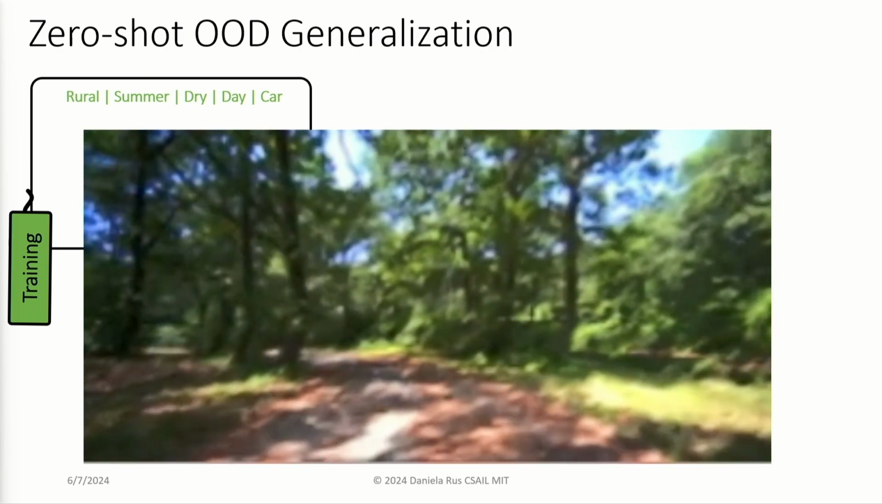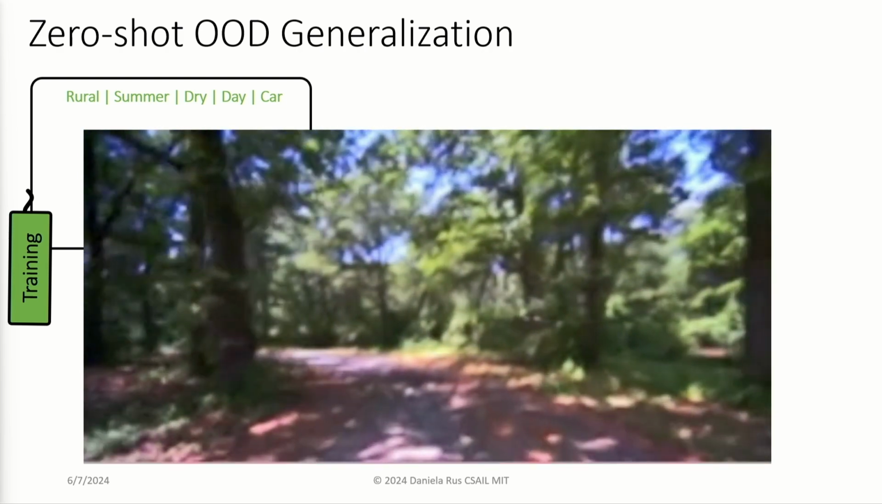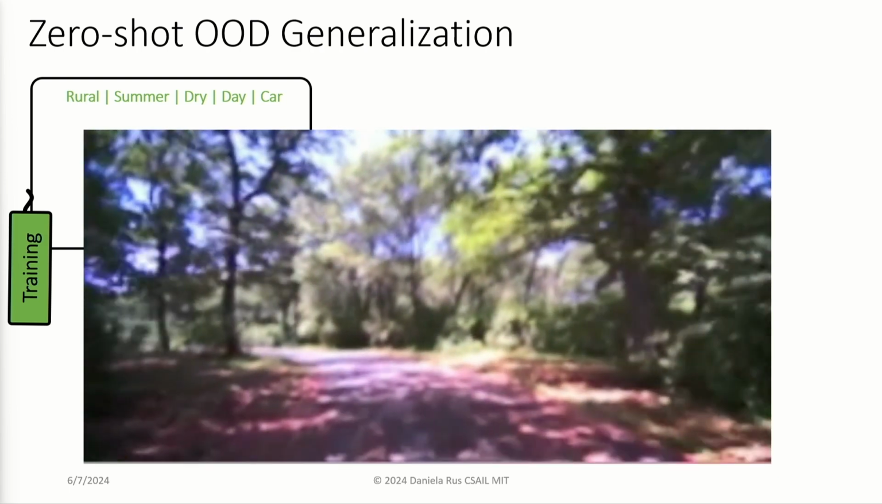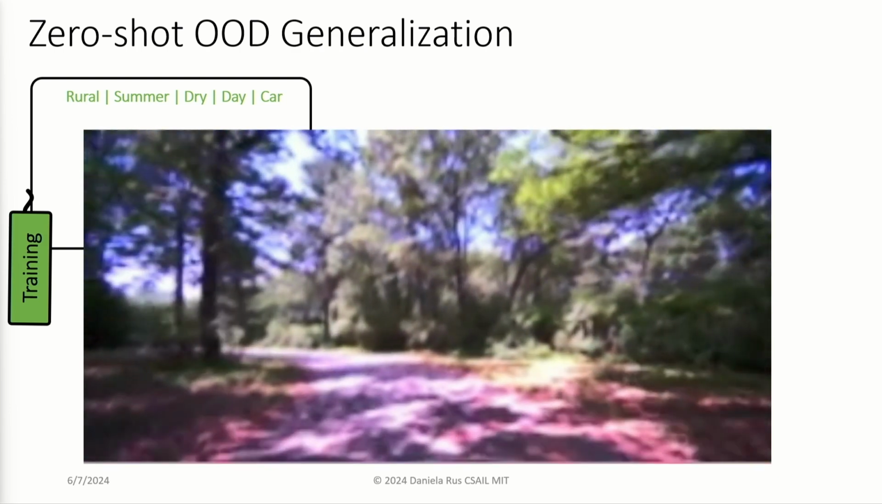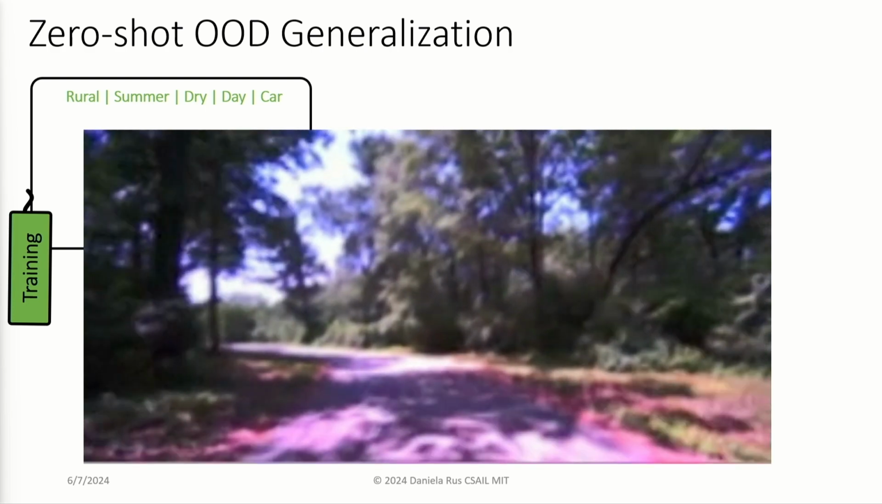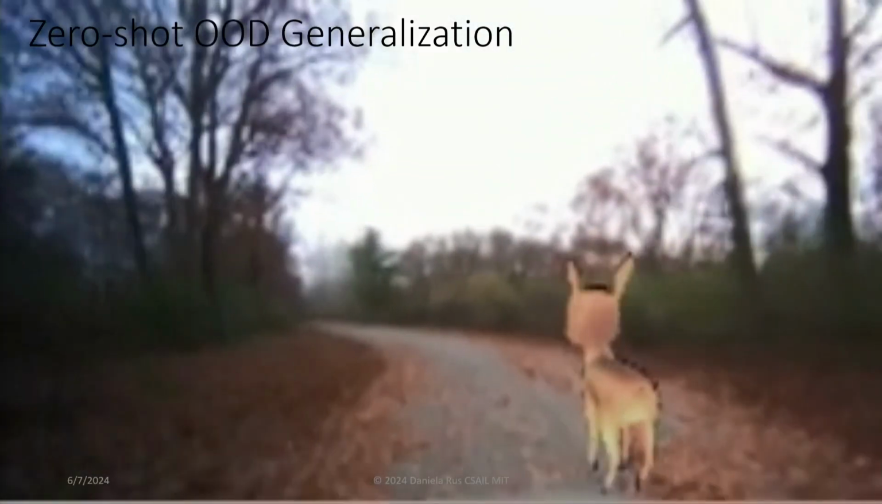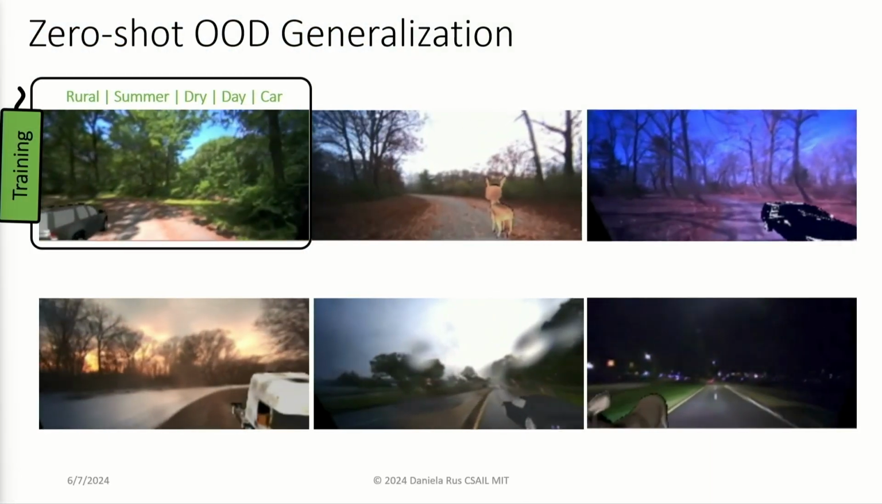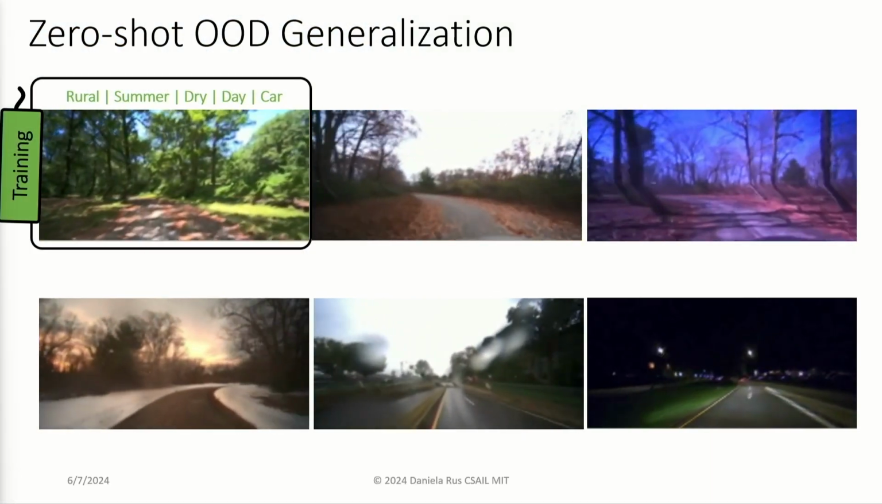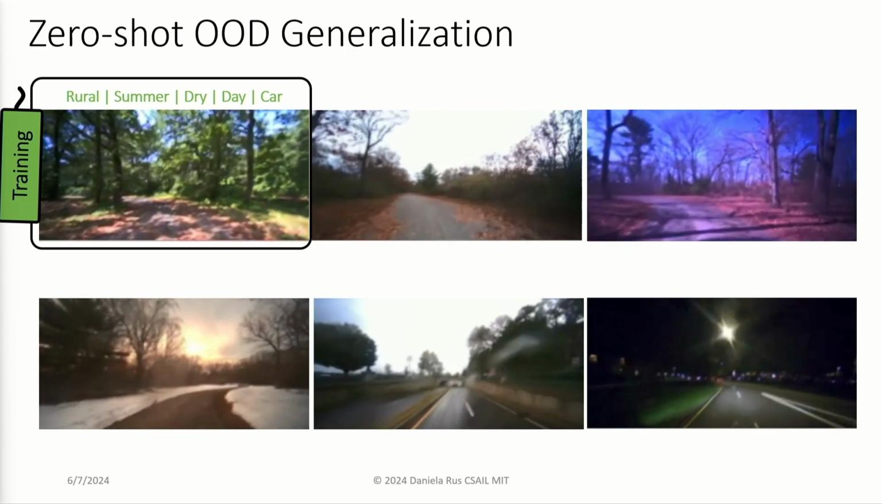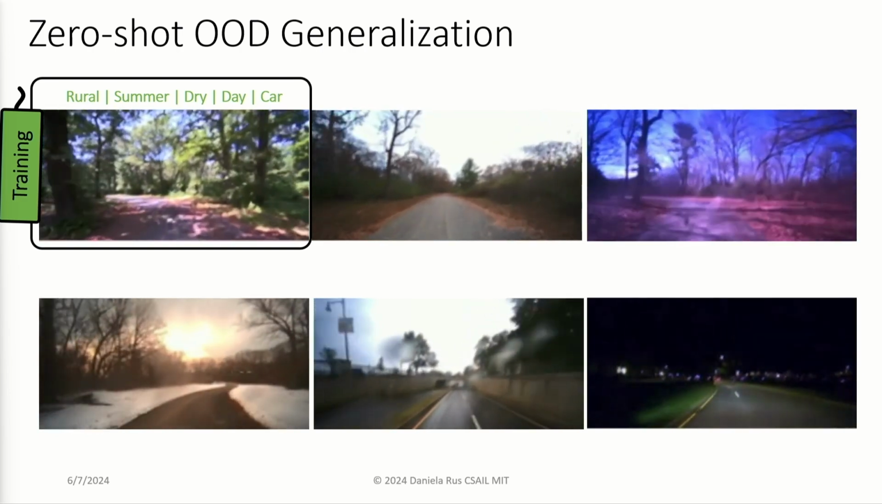This is an example of training data for our autonomous vehicle. We have a rural road in the summer, it's dry, it's daytime, we have a single car on the road. And so this is how we train the policy. And now with language, we say, avoid the deer. We can say other things. We can also say, now drive at night, or drive in snow, or drive in rain. And this is really extraordinary because it's truly accelerating the way in which our autonomous systems can understand the world and respond in a correct way to the world.